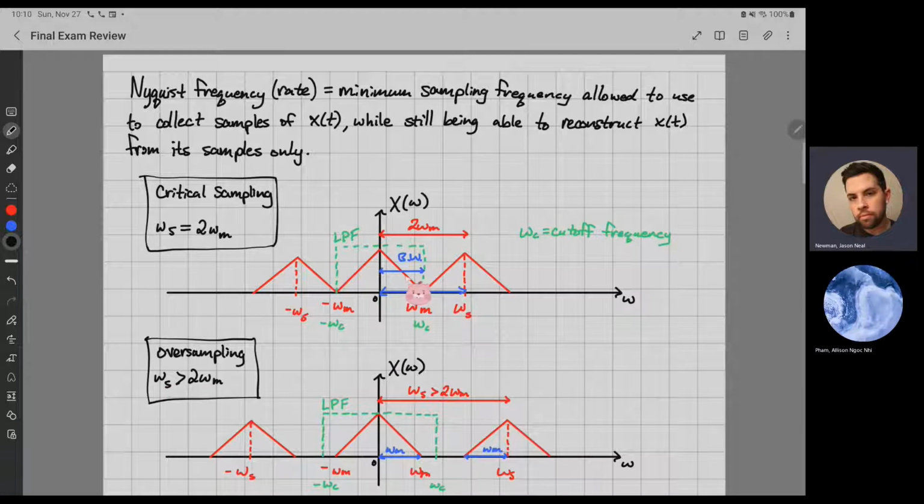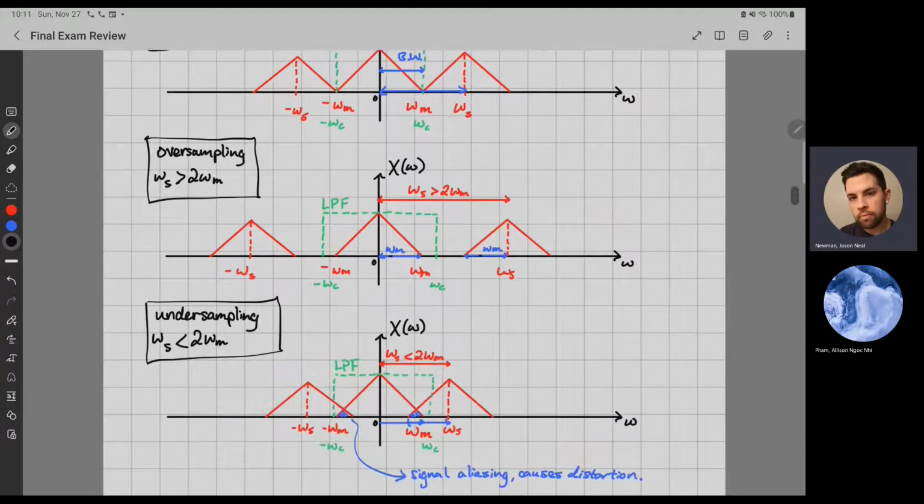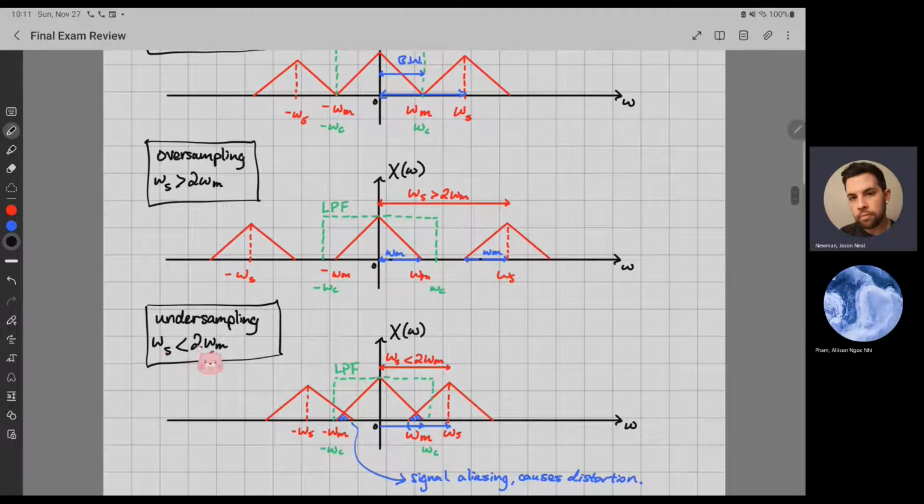And it's the same thing as this, but now you have this distance right here, which is omega s, which is greater than 2 omega m, because this is 2 omega m, you have 2 omega m's. And then you have this distance in the middle, which is greater than that. So omega s is greater than 2 omega m. And the LPF box around it. Omega c, by the way, would be the cutoff frequency of the filter. So this omega c could be from here to here, anywhere in between. And then the undersampling is whenever you have omega s is less than 2 omega m.